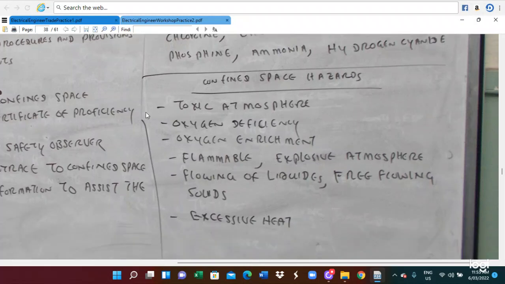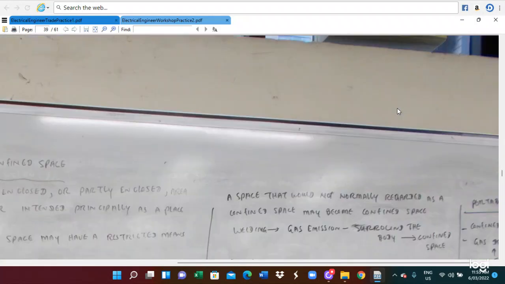The confined space hazards can be a toxic atmosphere, oxygen deficiency, oxygen enrichment, a flammable or explosive atmosphere, flowing liquids, and free-flowing solids. Those are the confined space hazards. You have to be aware of any confined space hazard if you are working in the confined space.